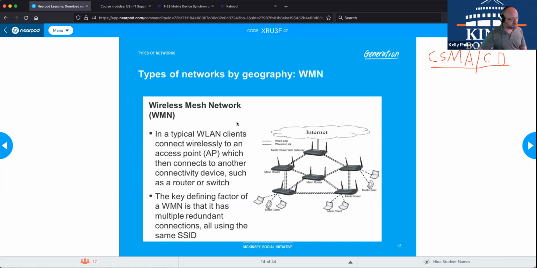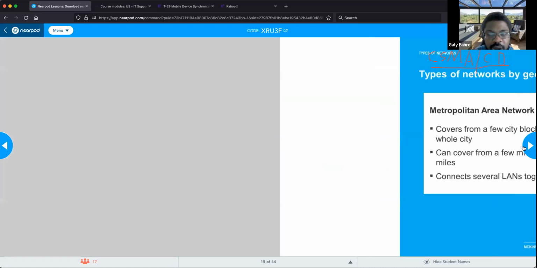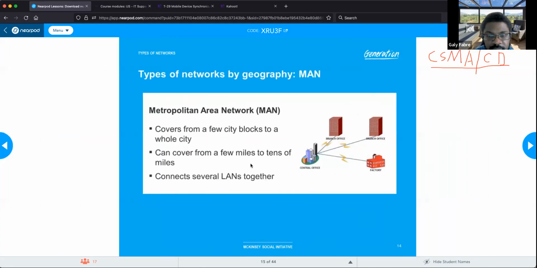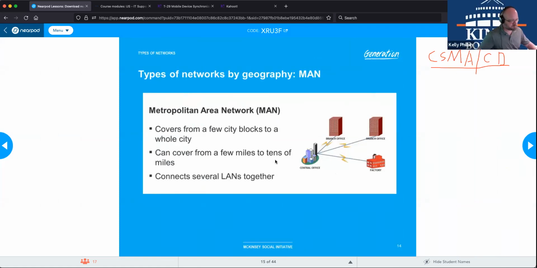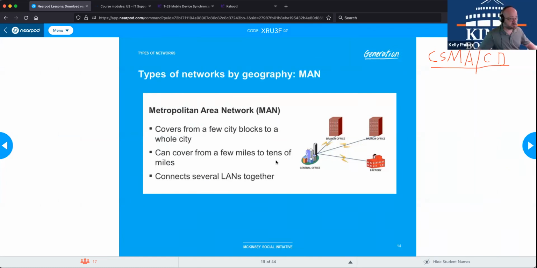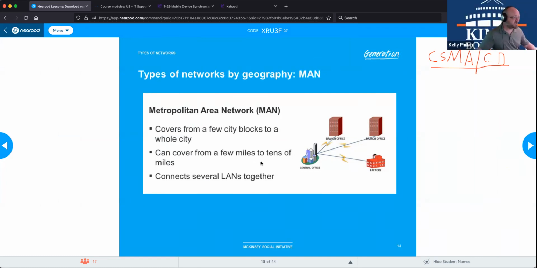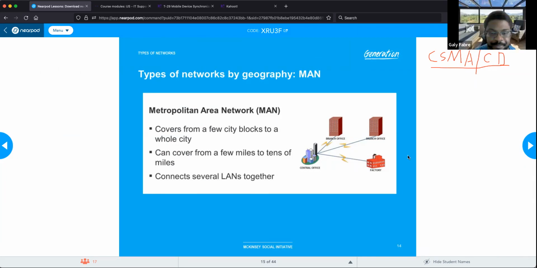So mesh, wireless mesh. I'm sorry, for the metropolitan, you said wired or wireless? This is typically wired. Over a city? You said over a city? Yeah. Oh, okay. Yeah, over a city. Cover a few miles to tens of miles. Make sense? Yeah, a little bit, yeah. Okay. I'm getting there. All right.